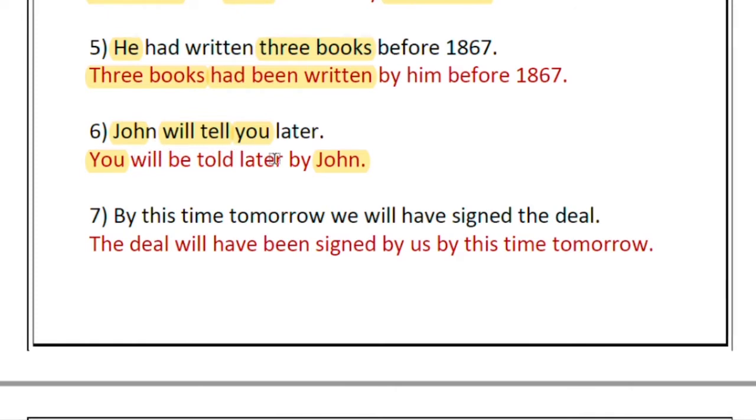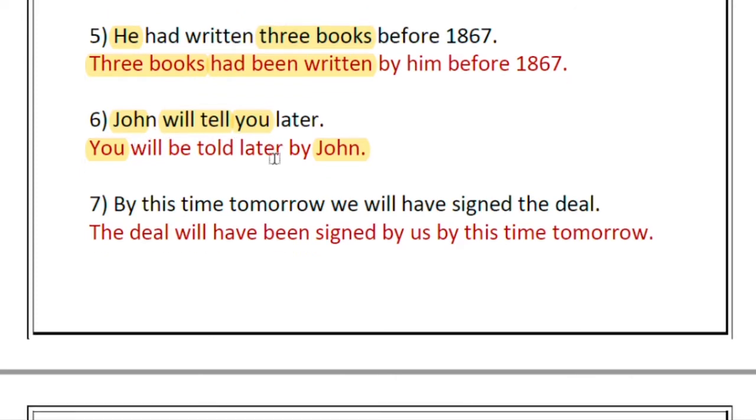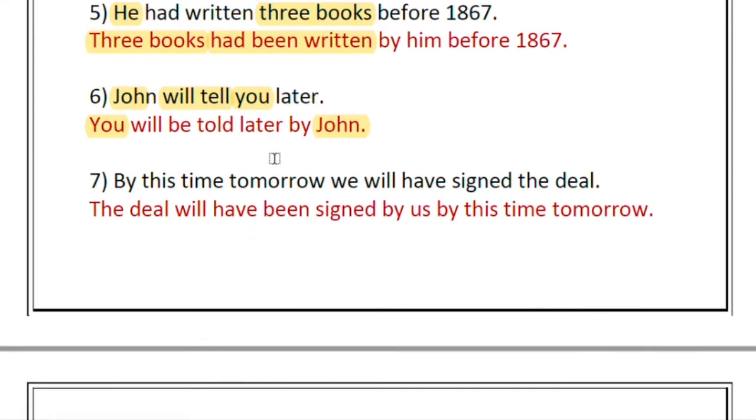Now remember, if you cannot find out the object, let's see in sentence number 7. You can follow this hint or this idea anytime that you want. Okay, in a sentence, think that you are not being able to find out the object. Find the subject, find the verb. Okay, let's see in this. By this time tomorrow, we will have signed the deal. So, we is the subject. Who is signing the deal? That is we.